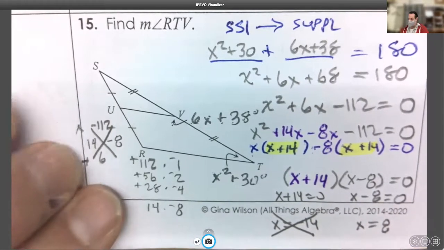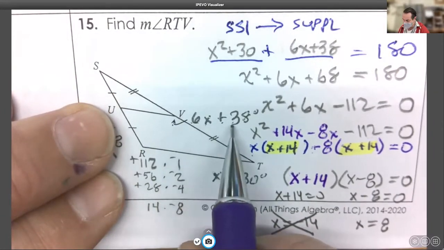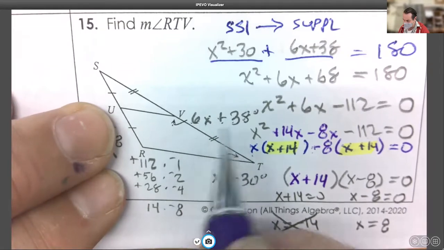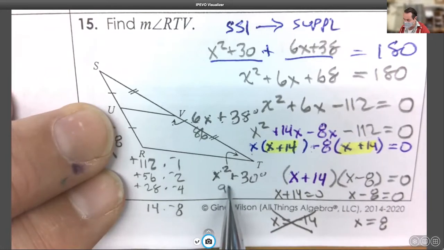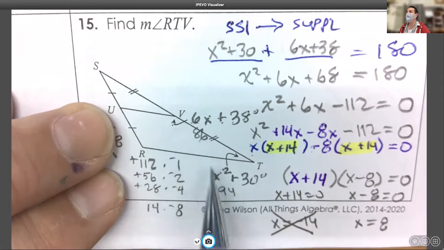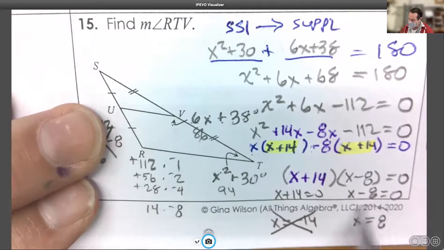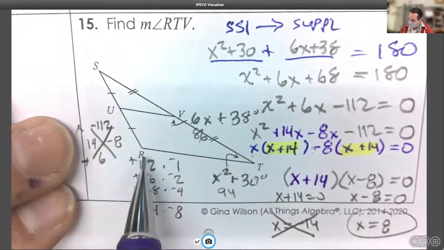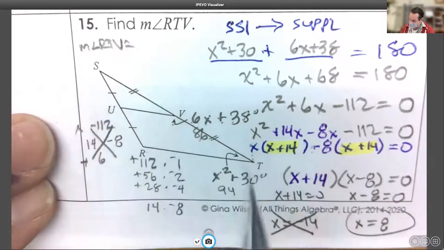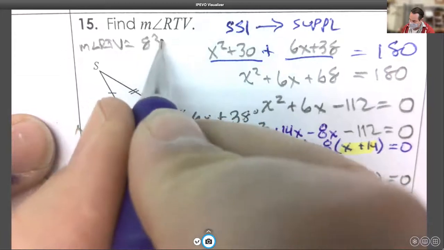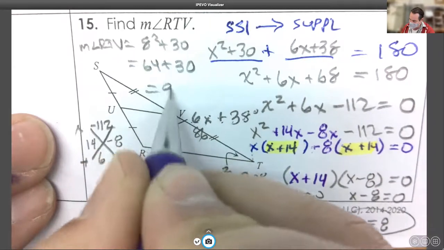But if I take X equals 8 and I put it in up here, 6 times 8 is 48 plus 38 is 86. And X squared plus 30 is 64 plus 30 is 94. And do those two add up to 180 as I originally hoped? Yep. They do. So this is a valid solution. The problem asked me to find RTV. So I'd say the measure of angle RTV is equal to 8 squared plus 30, which is 64, plus 30, which is 94.